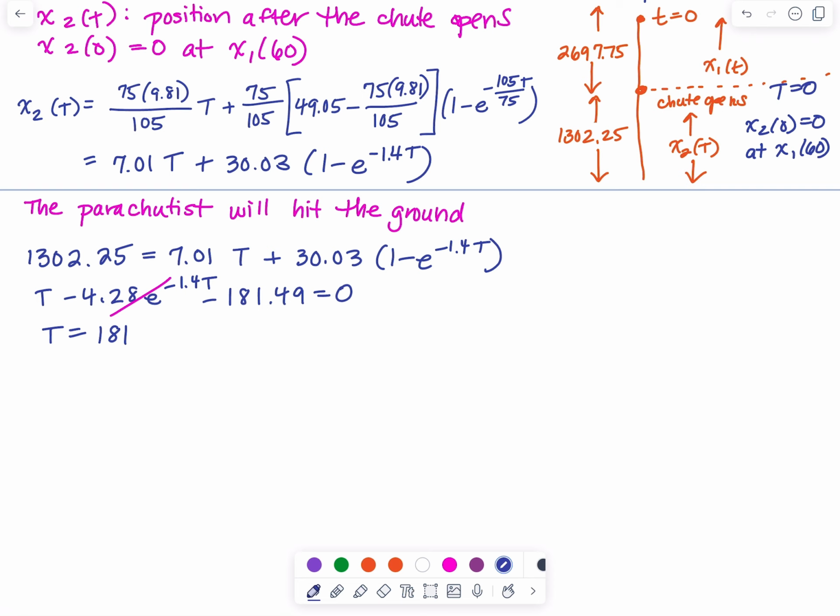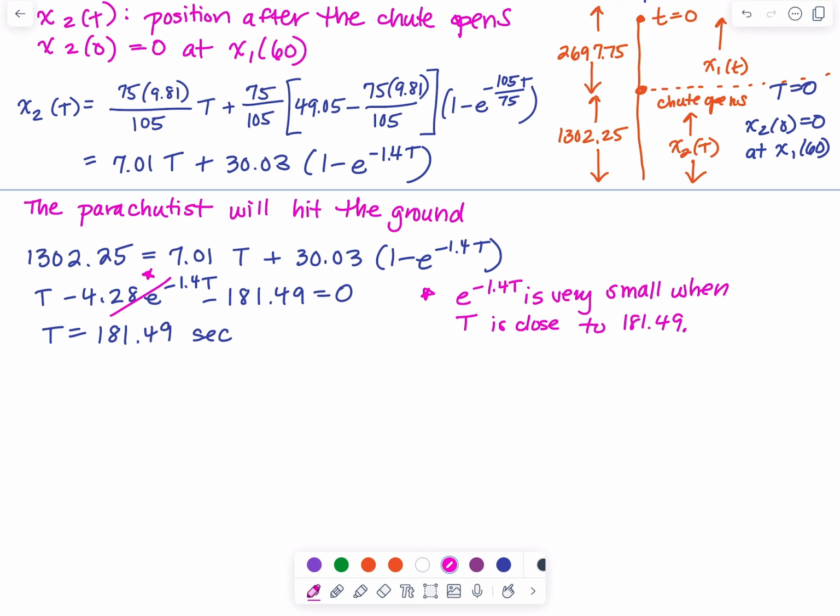So if we go ahead and ignore this exponential term, we can see that t is equal to 181.49 seconds. Now, I want to make sure you understand that this is negligible. Let me put a little star here. And I'll write that over here: we can say that e to the negative 1.4t is very small when t is close to 181.49. So we will go ahead and ignore that.